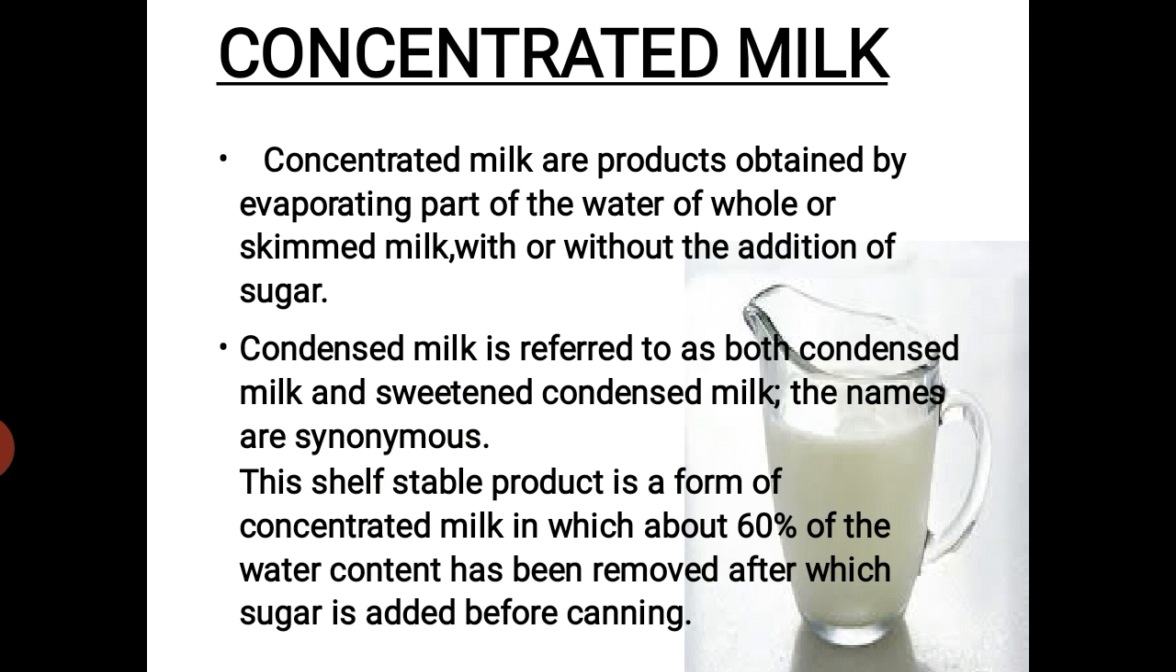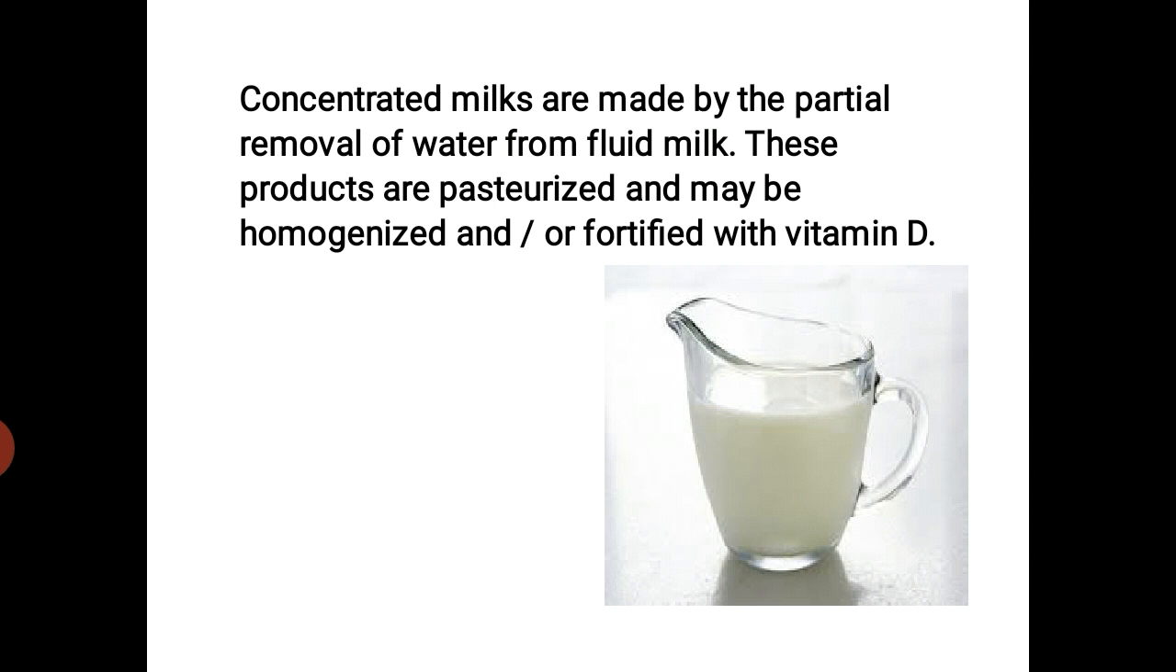The names are synonymous. This shelf-stable product is a form of concentrated milk in which about 60% of the water content has been removed, after which sugar is added before canning. Concentrated milk are made by the partial removal of water from fluid milk. These products are pasteurized and may be homogenized and are fortified with vitamin D.